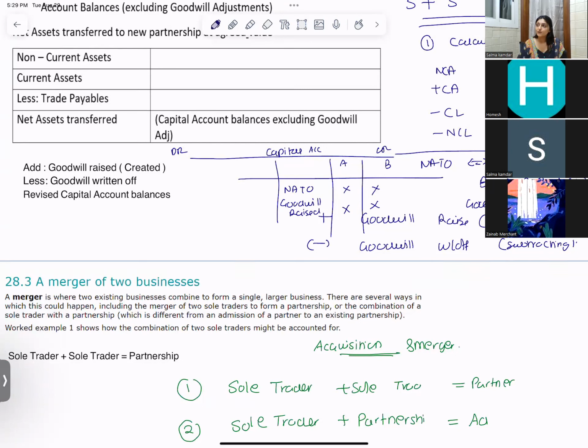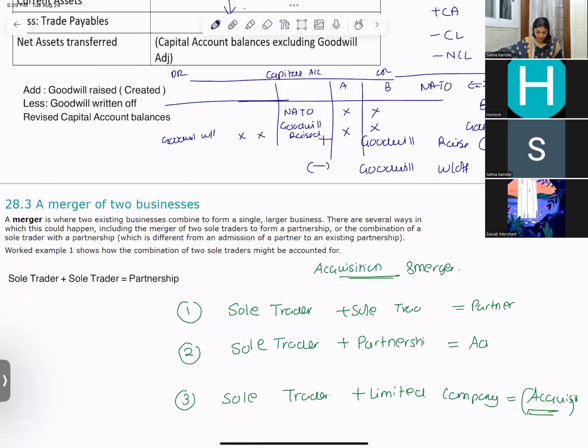Then you're writing off the goodwill. So goodwill written off will come on the debit side. Basically, when you're increasing the capital, which side will you write it? Credit side. When you're decreasing the capital, debit side. So goodwill raised will be on which side? Credit. Goodwill written off will be on which side? Debit side.